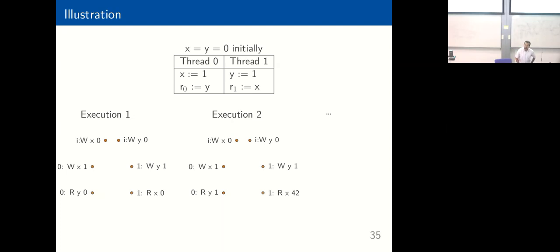Yes, question. Most axioms can be phrased as binary relations over, I guess, these memory events. Actions, absolutely.